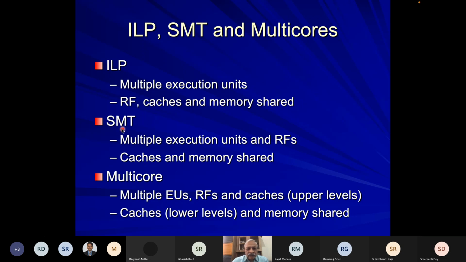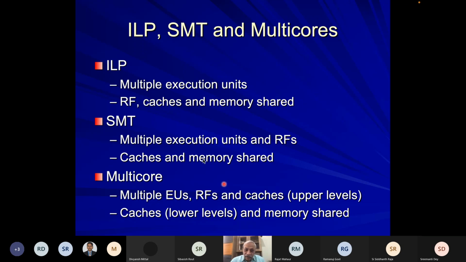You have SMT, or simultaneous multi-threading, where you have multiple execution units and multiple register files. The cache and memory are still shared. When you have multiple full-fledged cores for executing programs, you have much more replication. You have multiple EUs, multiple register files, and some upper levels of cache are independent. They are exclusive to different cores, and lower level caches and memory could be shared.